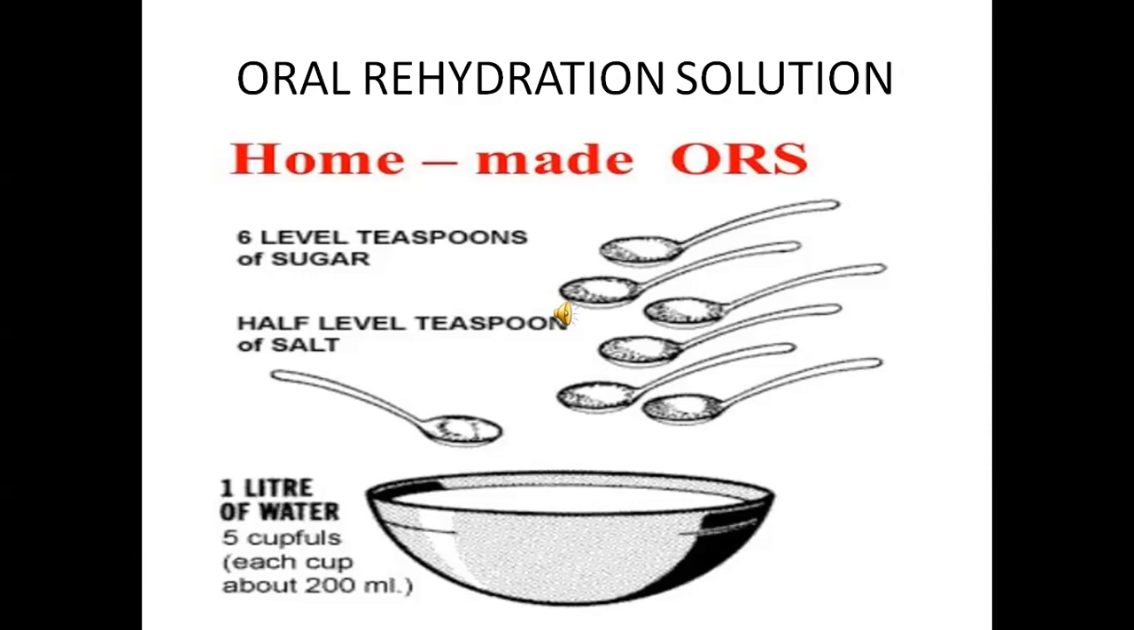Homemade ORS, that is oral rehydration solution: 6 level teaspoons of sugar, half a level teaspoon of salt and 1 liter of water, which is 5 cupfuls, each cup about 200 ml. Then we can make homemade ORS.